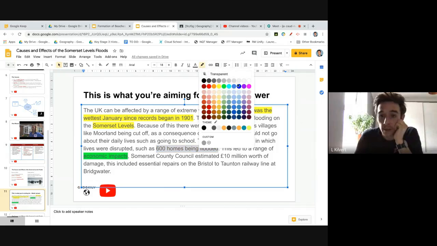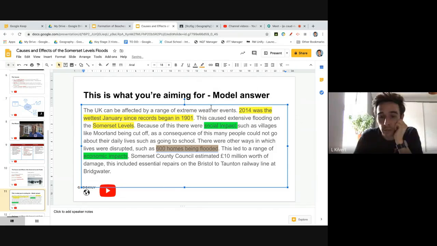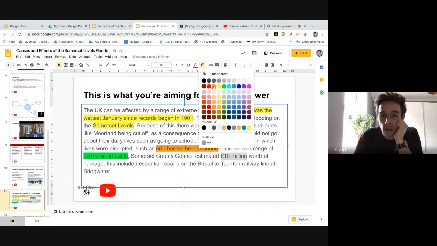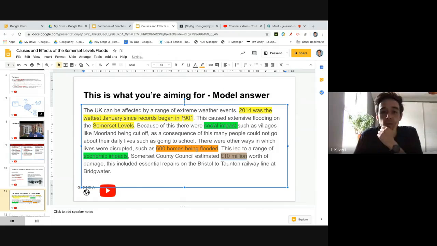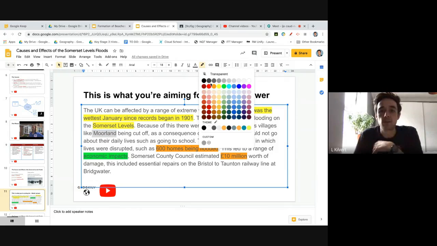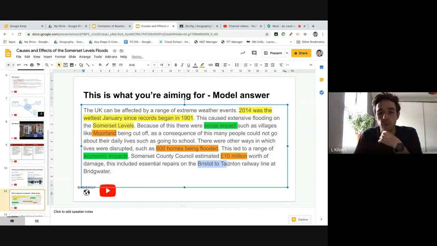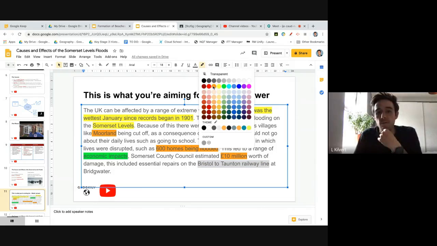Let's highlight that in another colour to be able to show those specific pieces of information. £10 million worth of damage. Again, another specific piece of information. I've got the village of Moorland, another specific piece of information which shows off my knowledge. And the Bristol to Taunton railway line, another specific piece of information.